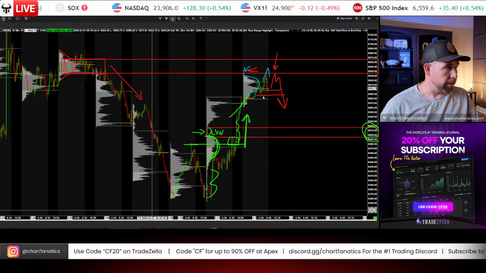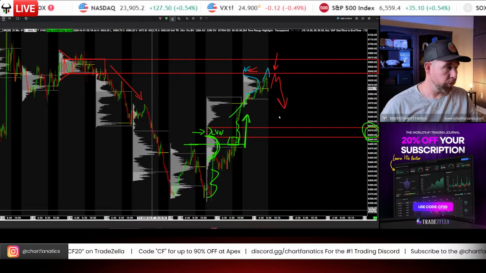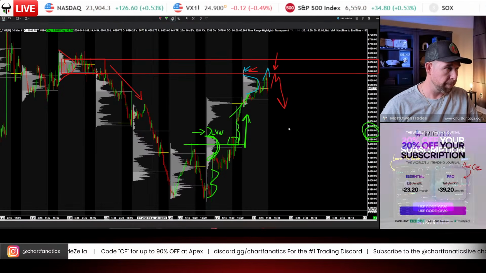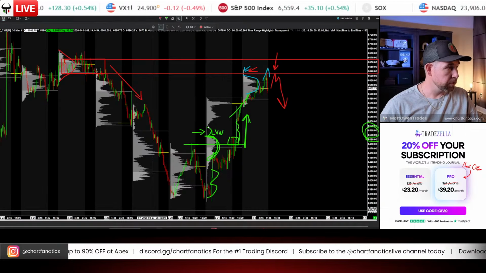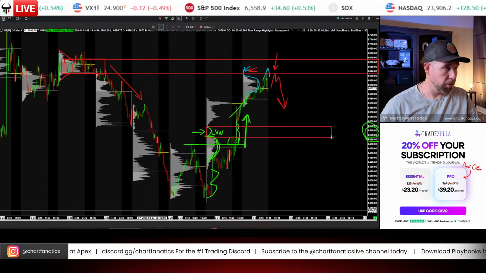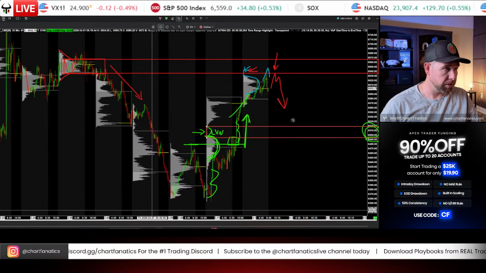So a few different key levels in the near term. If we break through those, then I don't really see much stopping us from testing this low volume node area that we broke out of, 6,500.